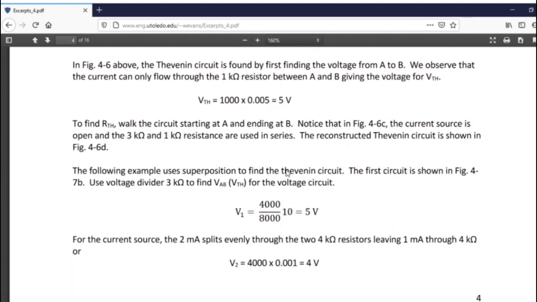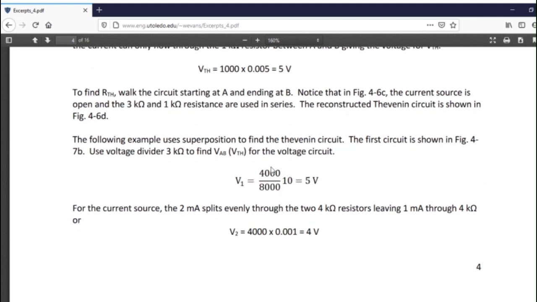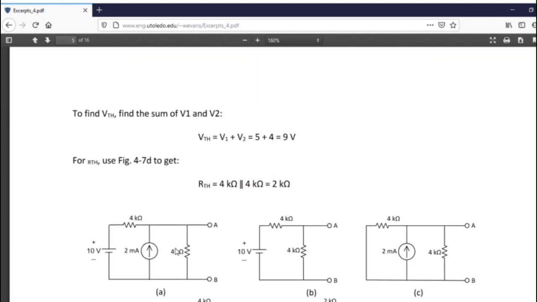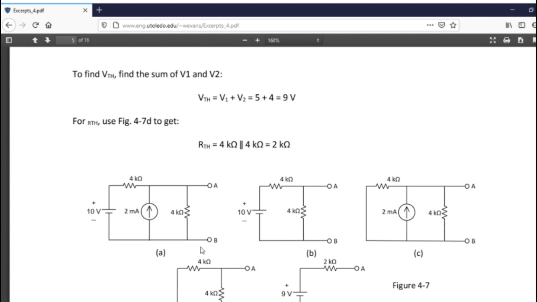Now, the following example uses superposition to find the Thevenin equivalent circuit. So this one is a little different. Here I have voltage and I have current, and I want to find, how do you do superposition? With superposition, what did you do? You shorted the other supply, didn't you? In this case, you open the current supply, you short the voltage supply. So basically, when I do this with current or with voltage, I remove the supply.